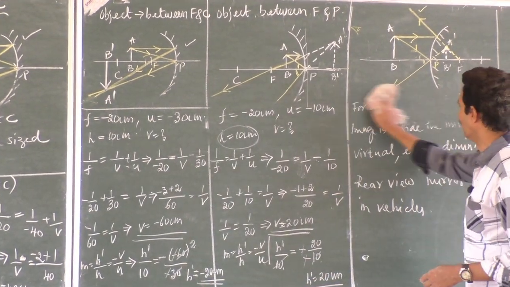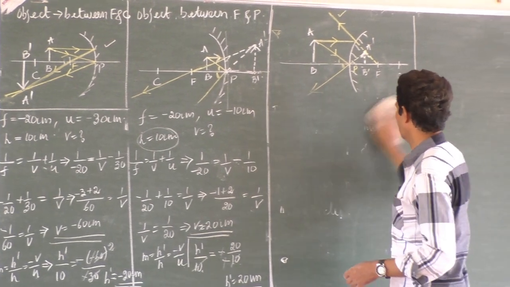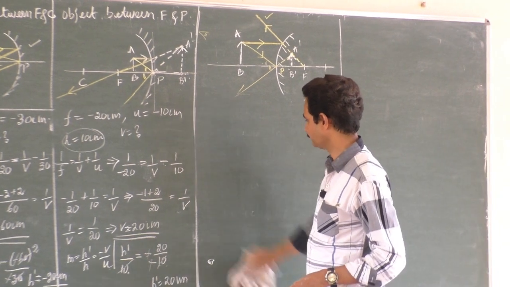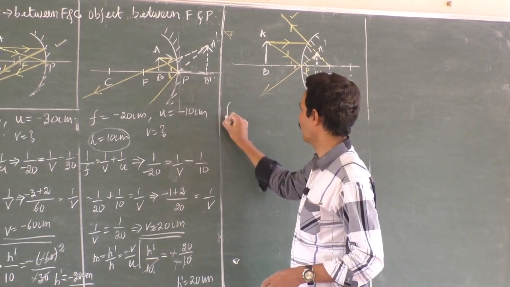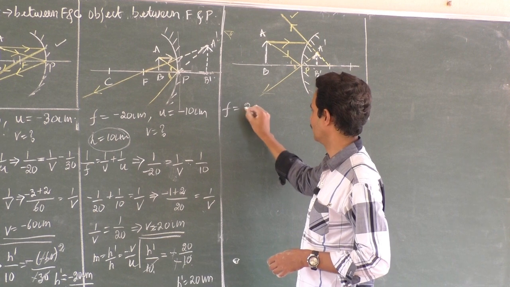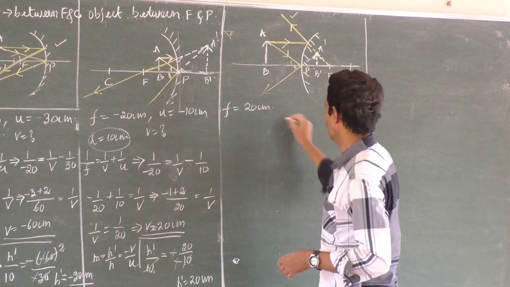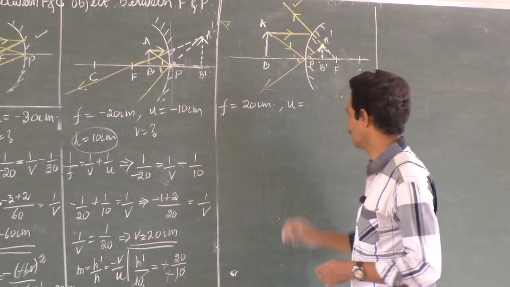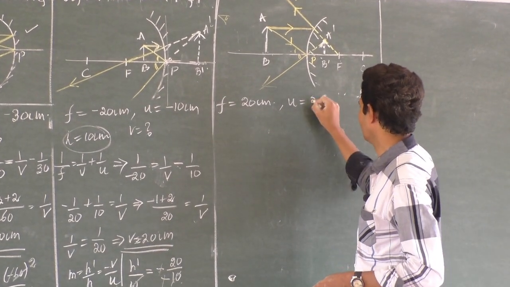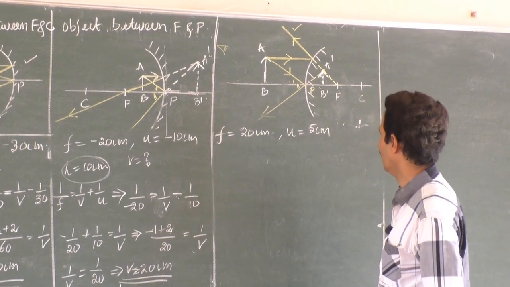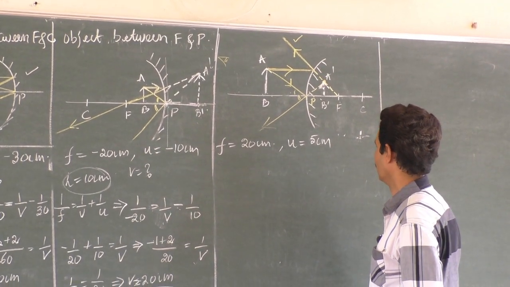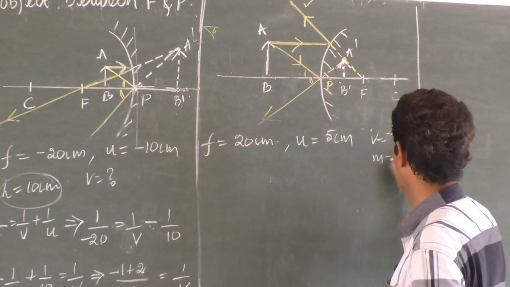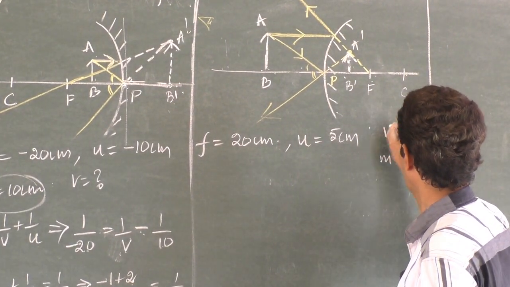A convex mirror always forms an image within the focus inside the mirror and it is diminished. We will take a convex mirror of focal length, same data we will take, 20 centimeter, and an object is kept at a distance of any distance you can use, there is no restriction here, say 10 centimeter, or I will take 5 centimeter in front of the convex mirror, and what else I can write, where is the image and what is the magnification? Magnification is how much, M is how much, okay?